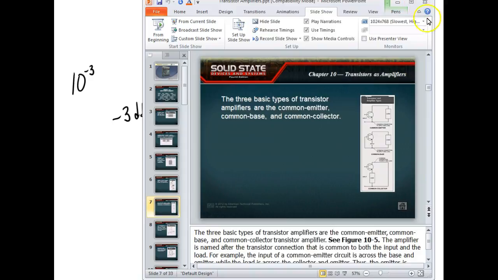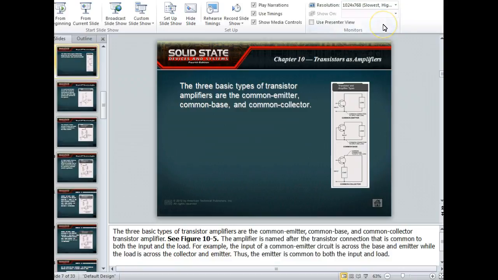What we do is when we look at the types, we've got three types. We've got common emitter, common base, and common collector. The next amplifier we'll look at is common collector. We won't get into the common base very much because it's not used often at all. The common emitters and common collectors are used all over the place.